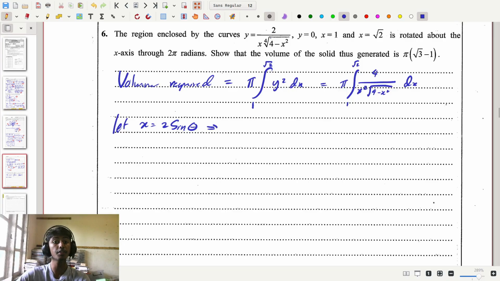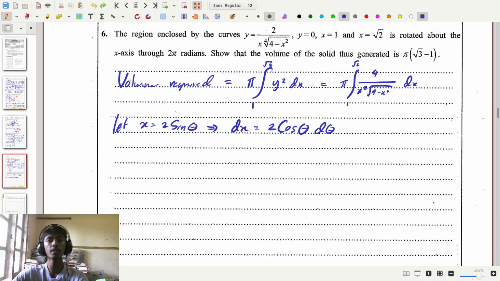Now from this, if we differentiate both sides to get dx, we're going to get dx equal to 2, and then the derivative of sine is cosine, so we have cosine theta d theta. So therefore dx is 2 cos theta d theta.